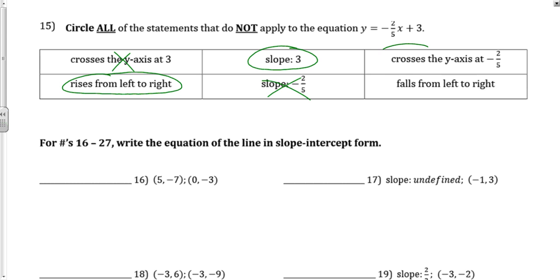We've already said it crosses the y-axis at 3, so it can't cross the y-axis at negative 2/5. And then it does fall from left to right. So make sure you read the question carefully. We're circling the ones that do not apply.